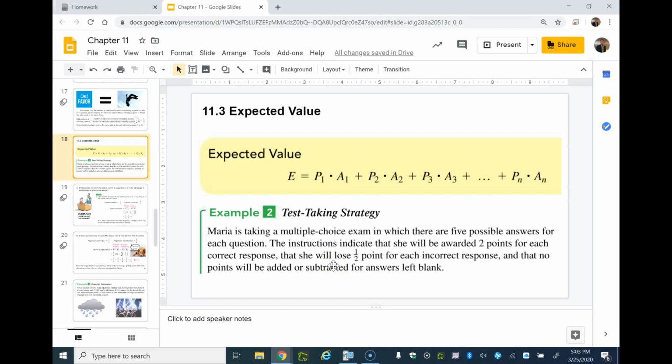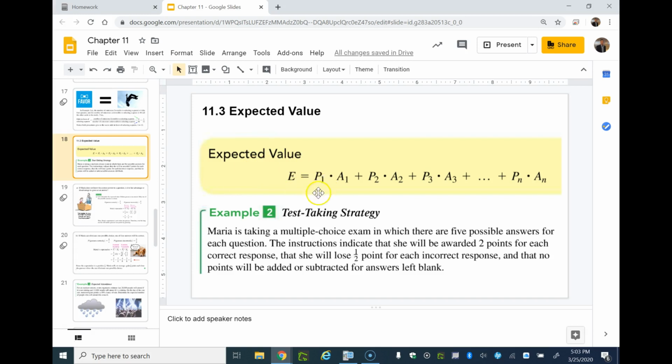So with this section, we're going to be talking about 11.3. In this section, we're going to be discussing more in depth about expected value. And here's the little formula that you're going to be using for expected value when the directions ask for this particular example as far as expected value.